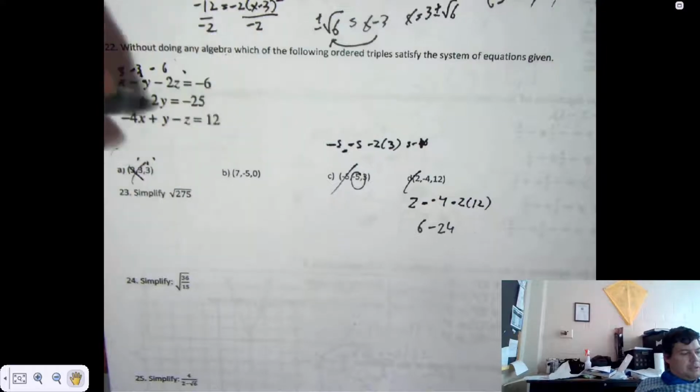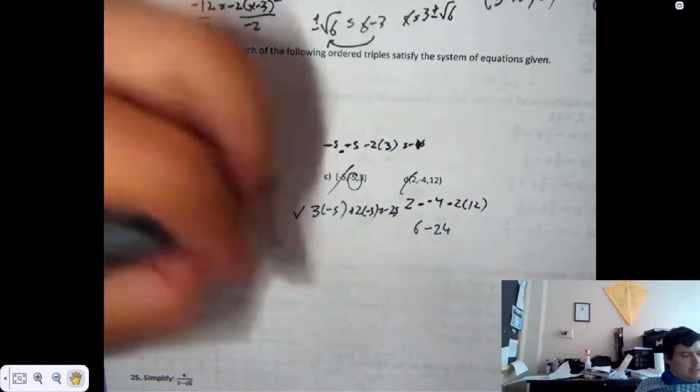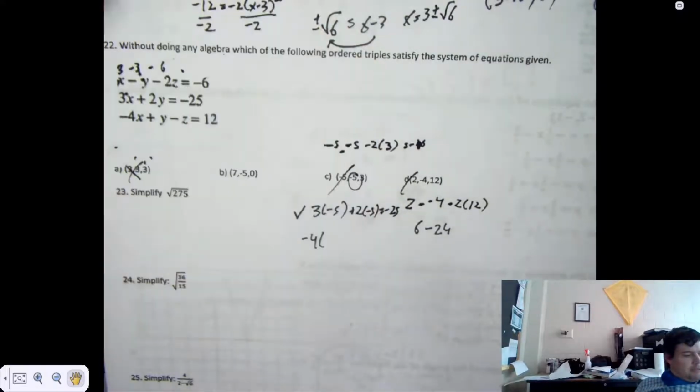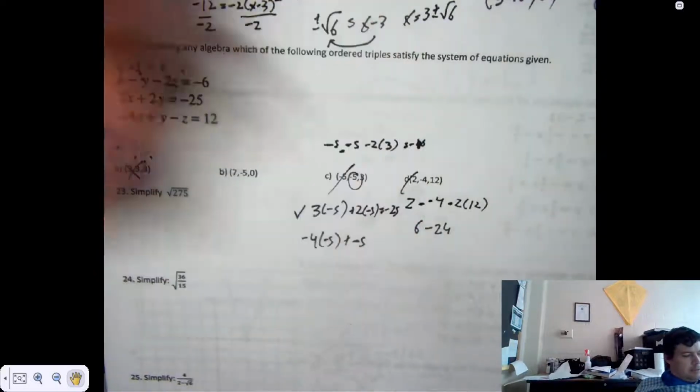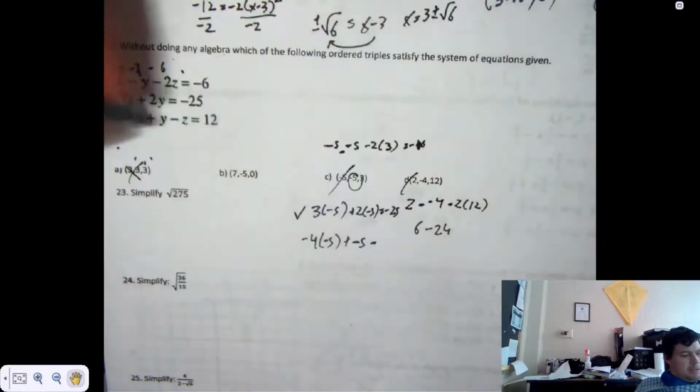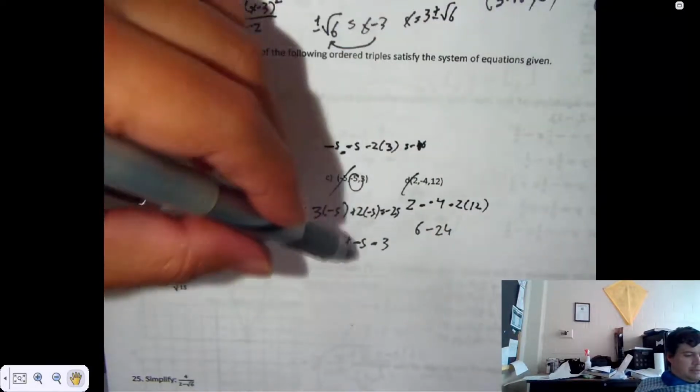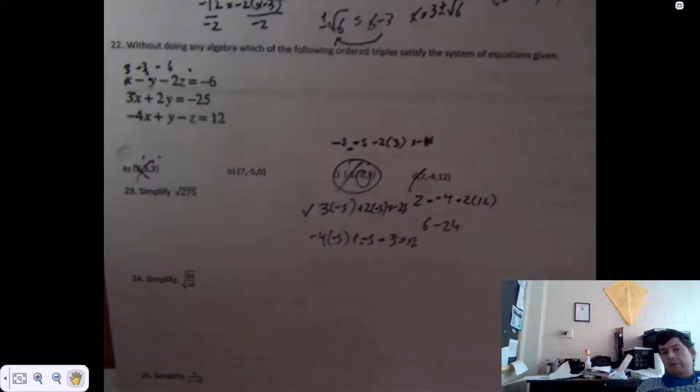I'm going to check all 3 equations. 3 times a -5 plus twice a -5 must be -25, and that passes the test because that's true. And -4 times a -5 plus a -5 minus z, which is 3. Well, that's going to be 20, 15, 12. So yeah, it was C. I just made a mistake when I first did it. Got to be careful on that.